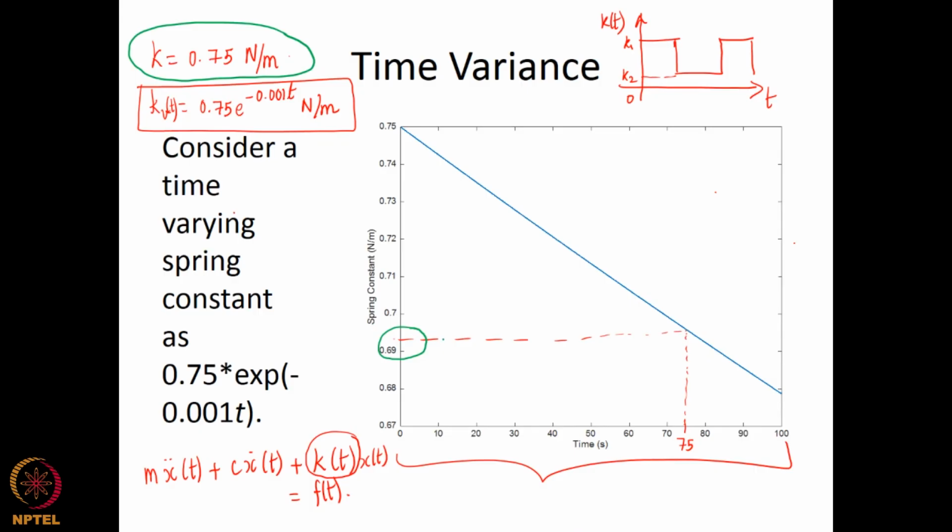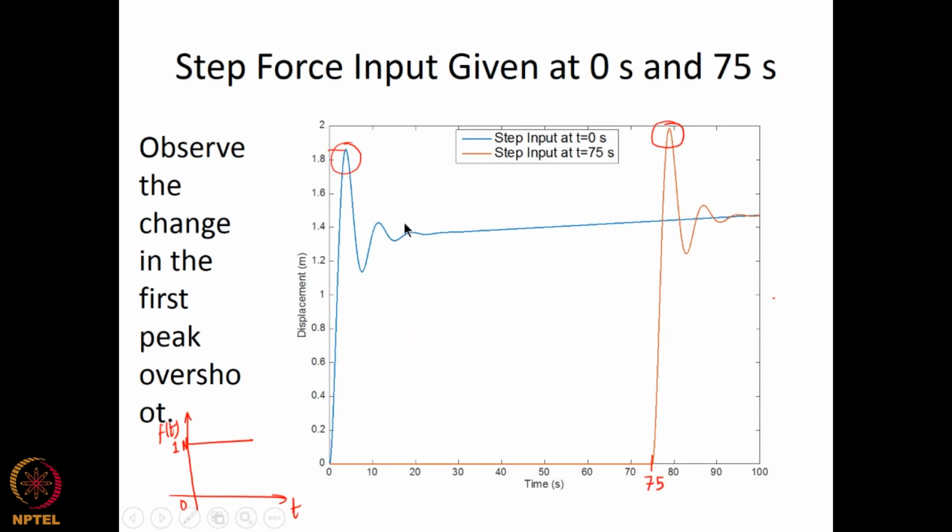As we just discussed a few minutes back, the governing equation now becomes m x double dot plus c x dot plus k(t) x of t. This makes it a linear time varying system. So, we can see that the system has now become LTV, due to this time varying spring constant. Let us see what is the effect of this on the system response. We consider 0 initial conditions, so let us not worry about the free response, we only look at the forced response here.